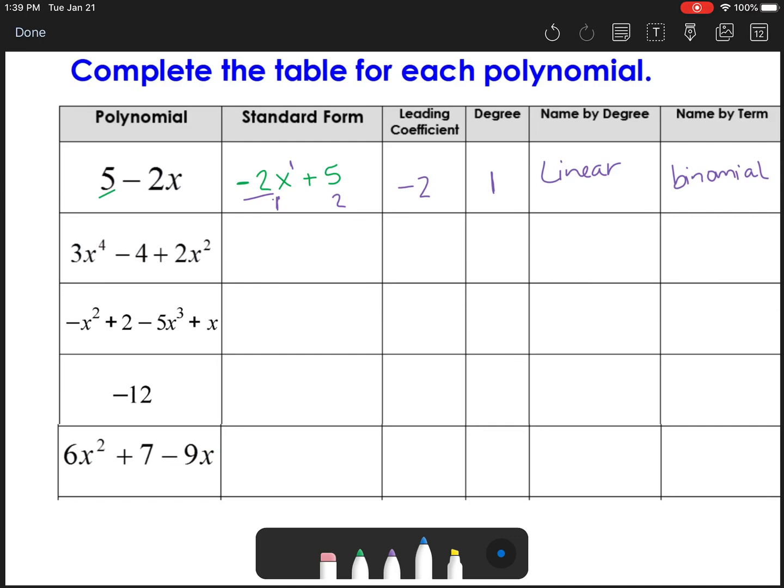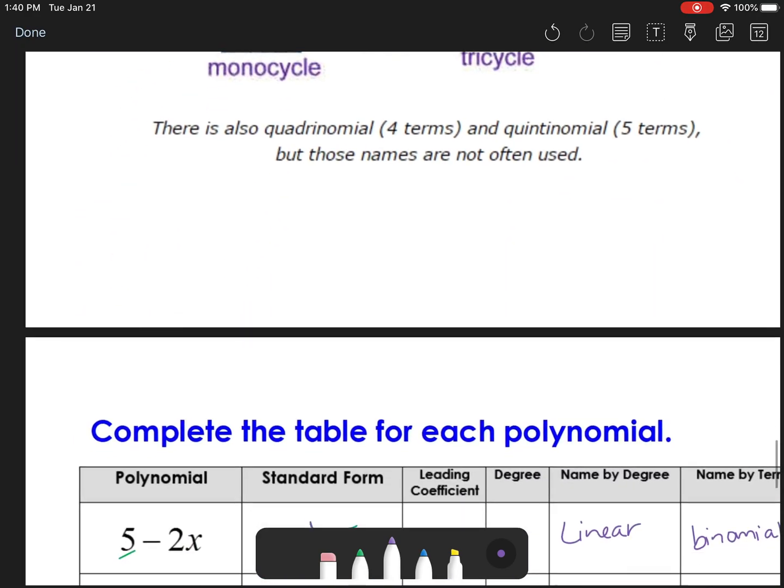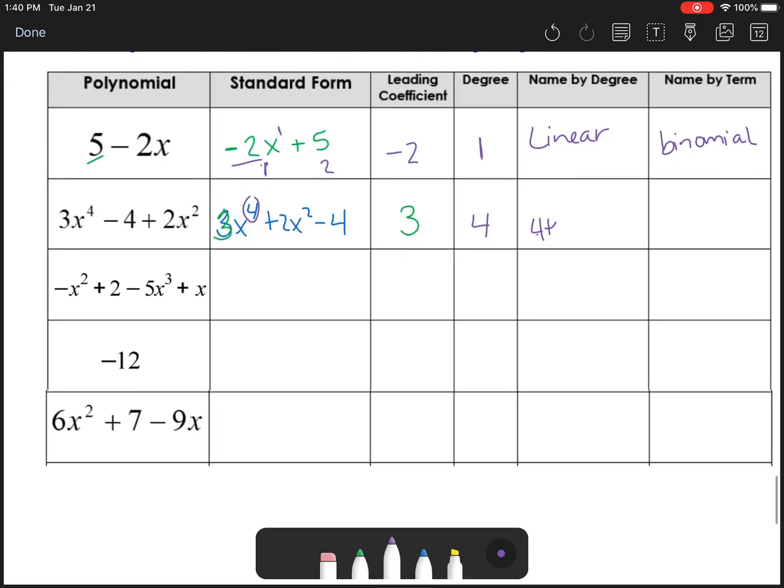If we have 3x to the 4th minus 4 plus 2x squared, well, standard form would be 3x to the 4th plus 2x squared minus 4, highest exponent to lowest exponent. The leading coefficient, once it's in standard form, is 3. The degree of the polynomial would be the highest degree, so that would be 4. And again, you can look back at those to help you with the vocabulary. Well, 4th degree, we just call 4th degree, pretty easy to remember. And then since it says 3 terms, this would be a trinomial. So we would call this a 4th degree trinomial. I'm going to have you go ahead and practice the other ones on your own.